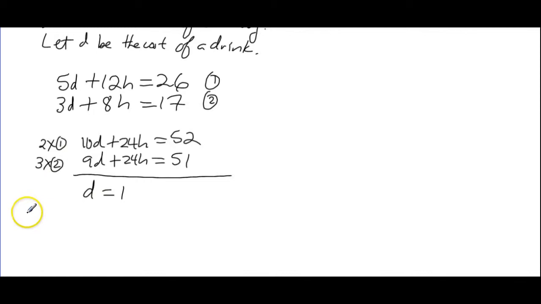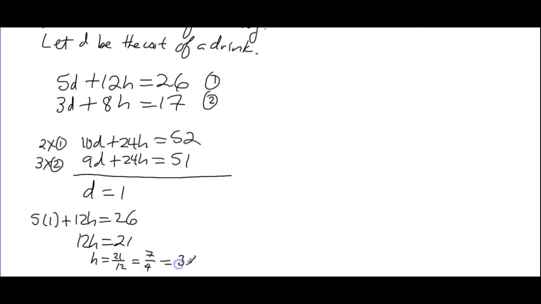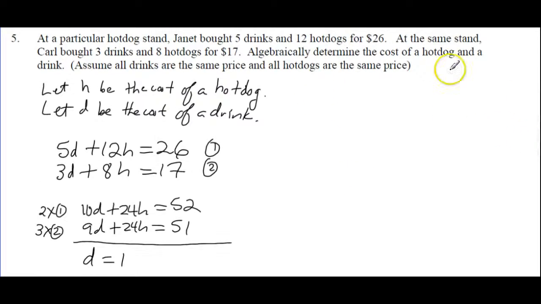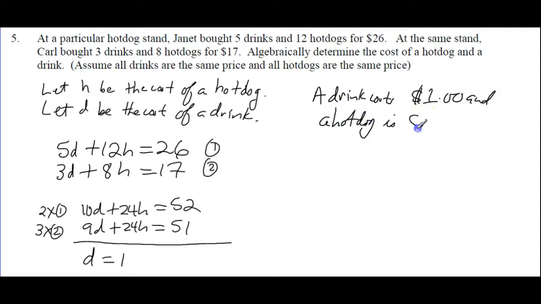Okay, then let's go to equation 1, so 5 times 1 plus 12h is 26, 12h is 21, h is 21 over 12. That reduces by 3, right? So 7 quarters. So $1 and 3 quarters, $1.75. Okay, so a drink costs $1. And a hot dog is $1.75.